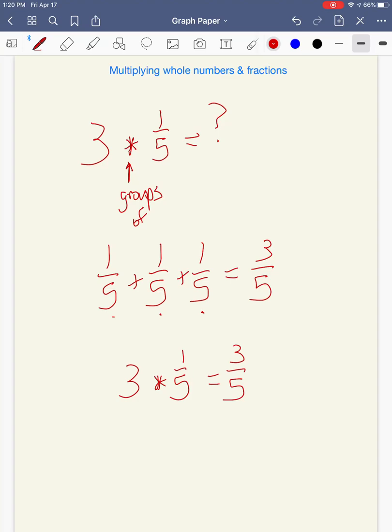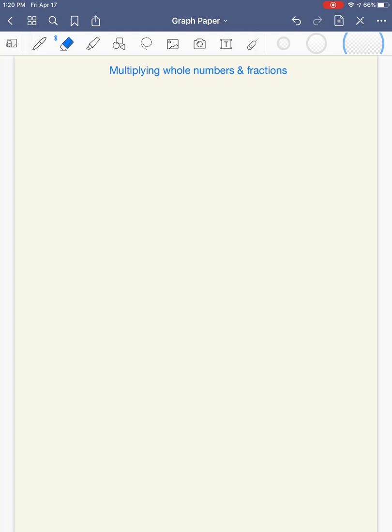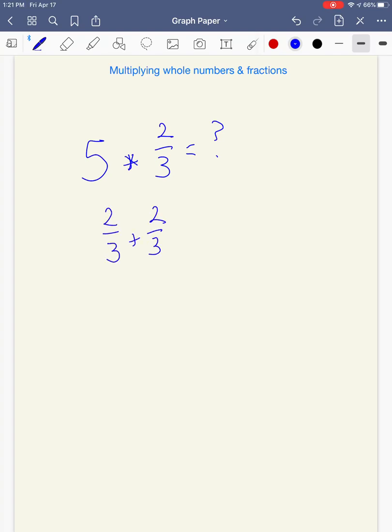Did the pattern you noticed before hold true? Did it work again, so to speak? Hopefully. Or maybe if you didn't see a pattern, maybe you're starting to see something now. Let's do one more. I'll choose something that doesn't have a unit fraction, where the numerator isn't a 1. So let's do 5 times 2/3 and make it a little more interesting here. Again, groups of. This is 5 groups of 2/3. So that's 2/3 plus 2/3 plus 2/3 plus 2/3 plus 2/3.